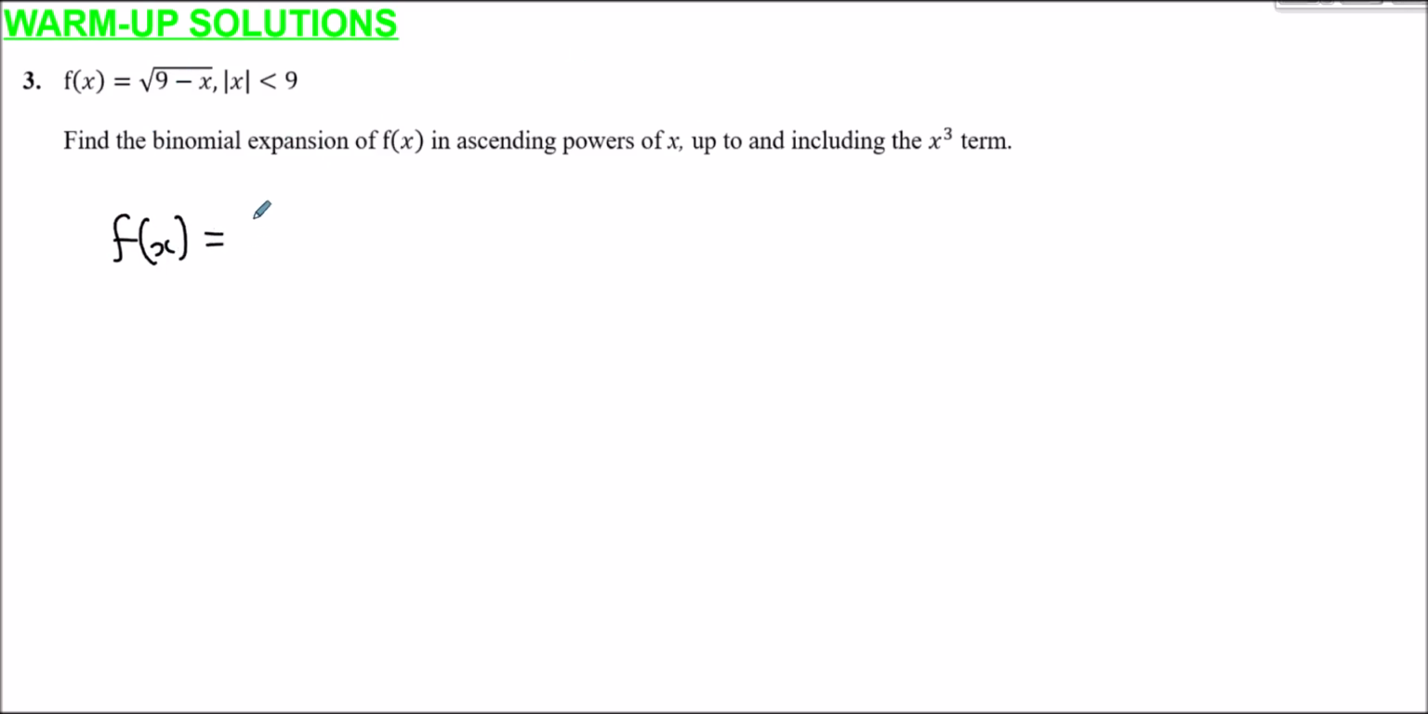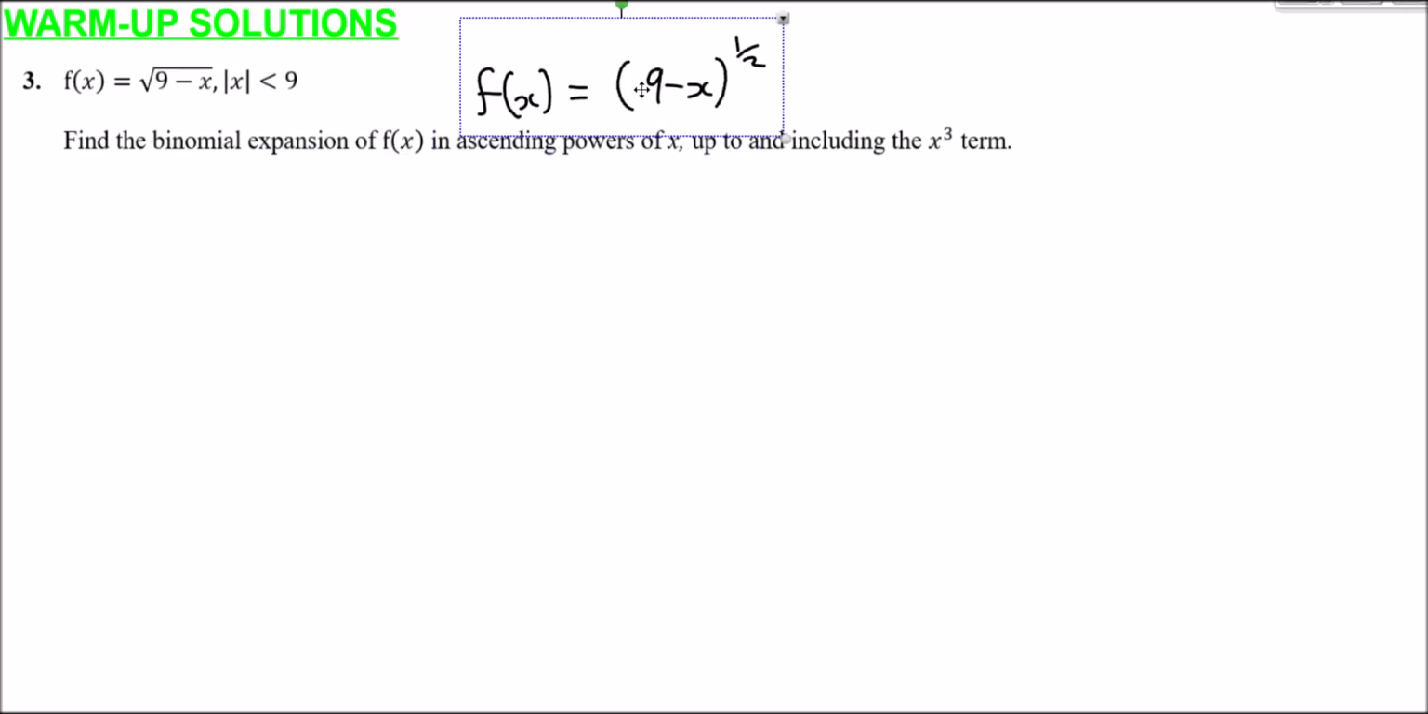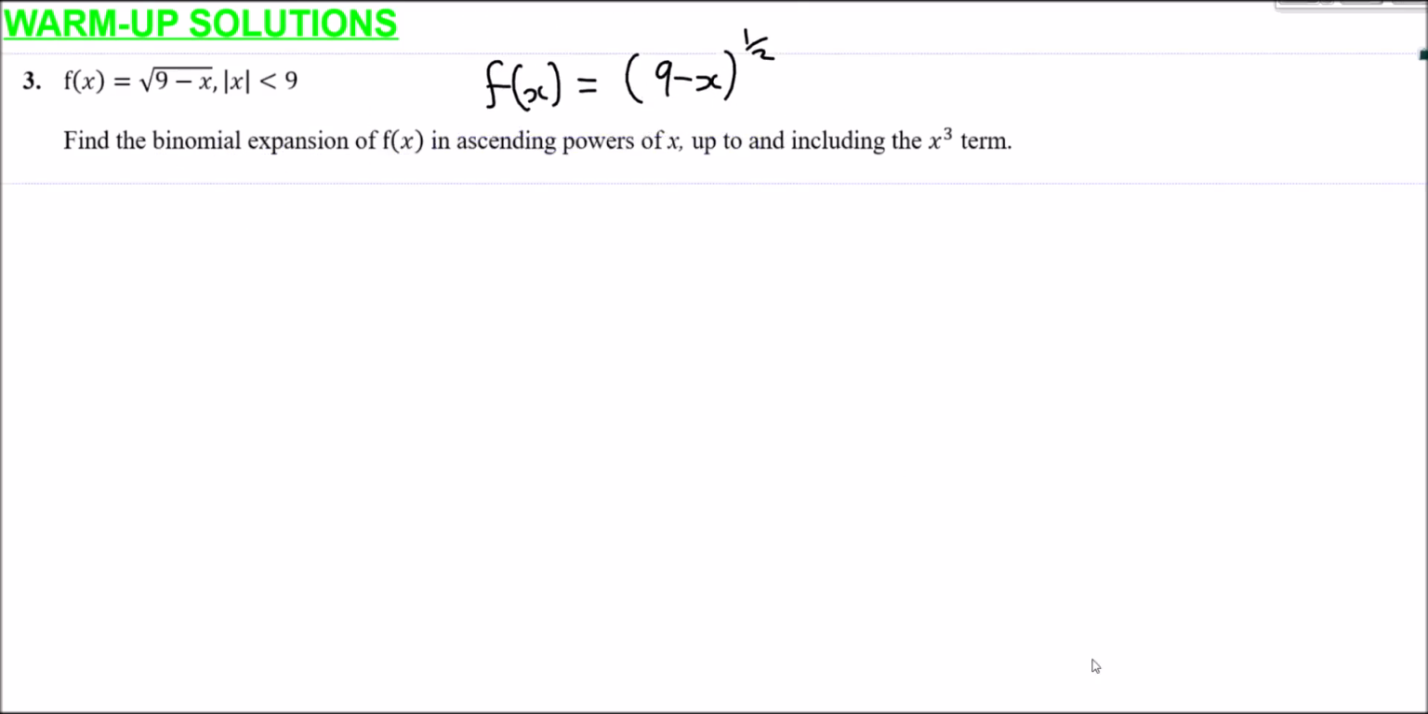Square root means power half, so this gives us 9 minus x to the power of a half. And then, when using the binomial expansion, we need to factorise out any number at the front so that this 9 becomes a 1. The good news is that the year 13 version of the binomial expansion is given in the formula book, so I'll pop this at the top and reveal what the formula book gives us.